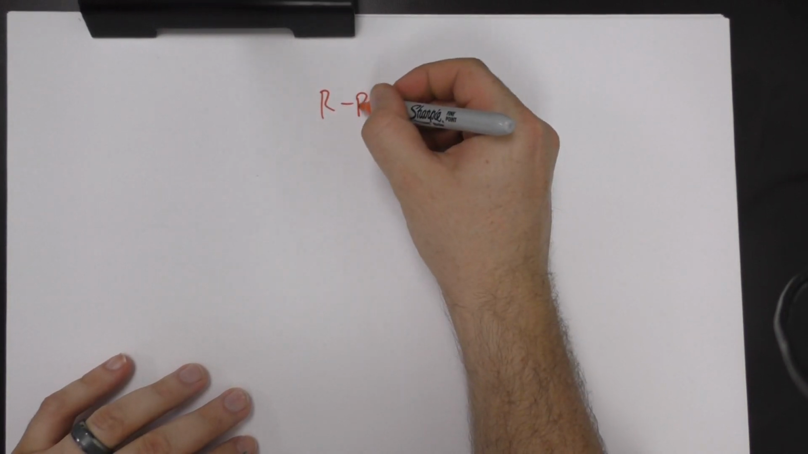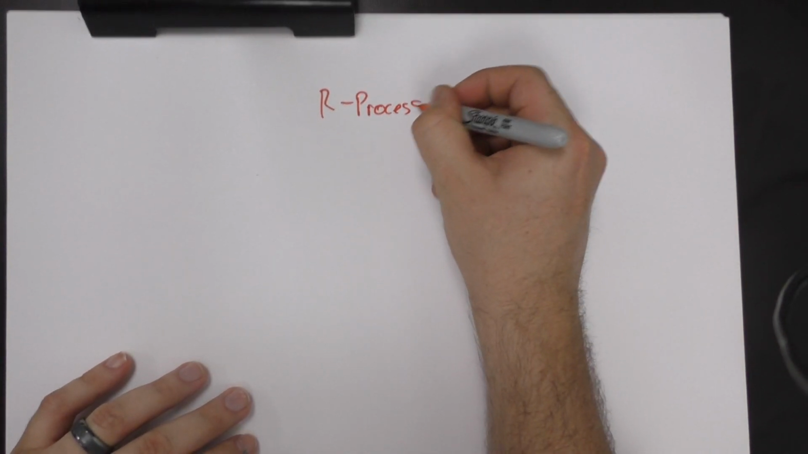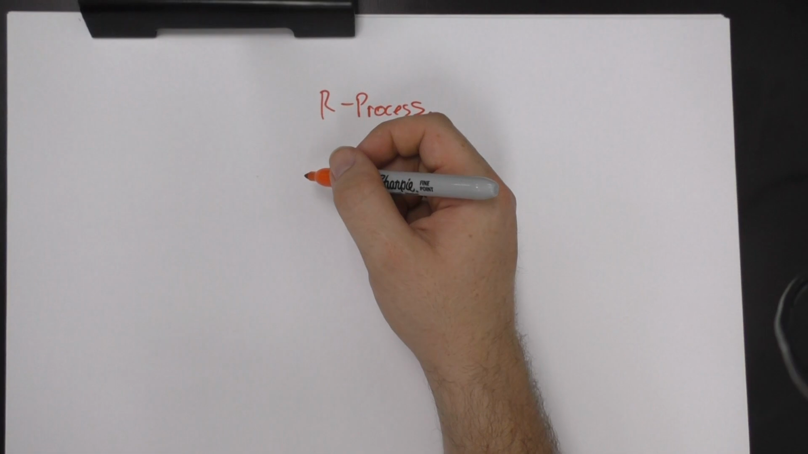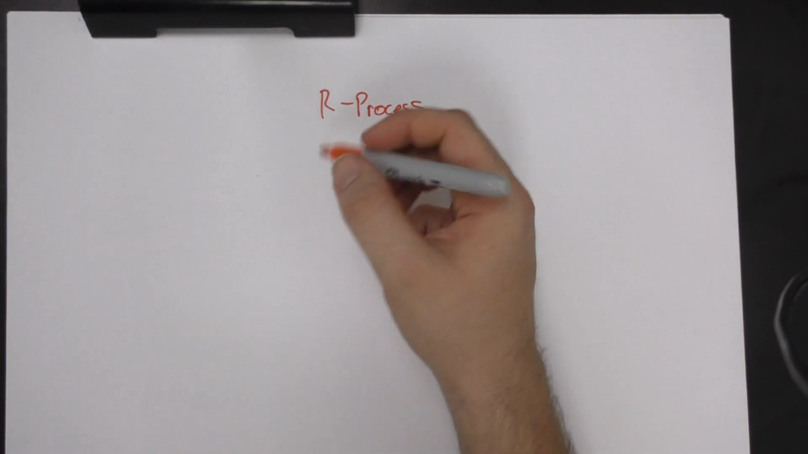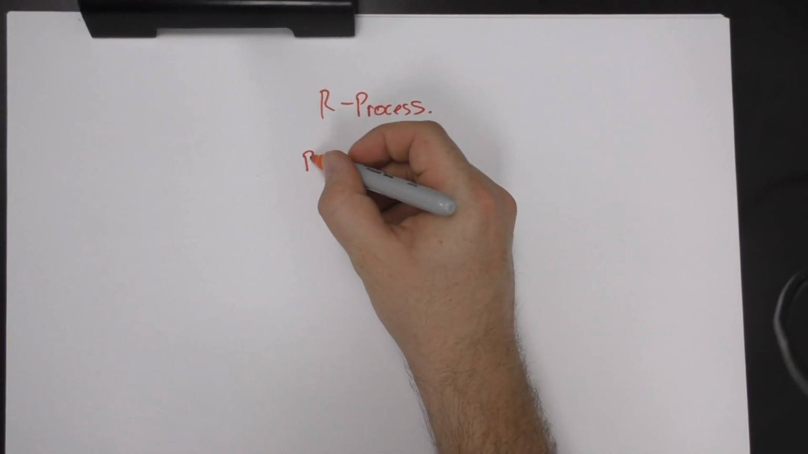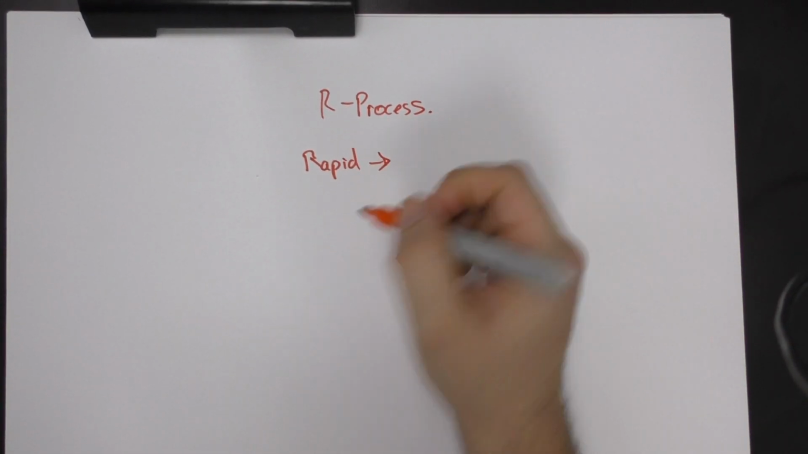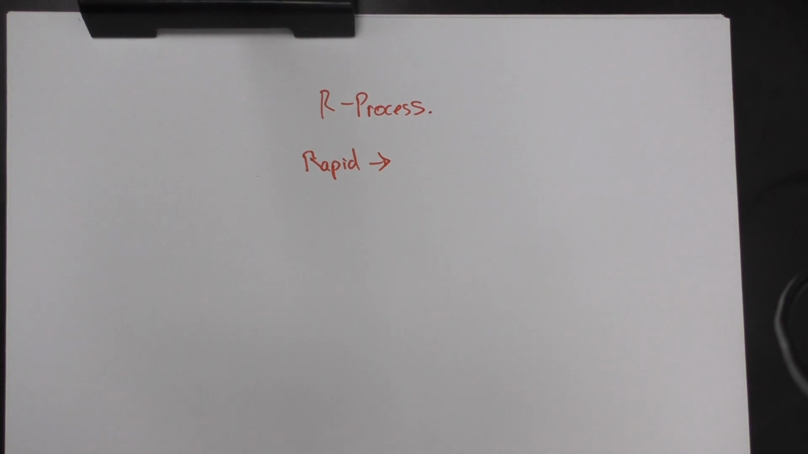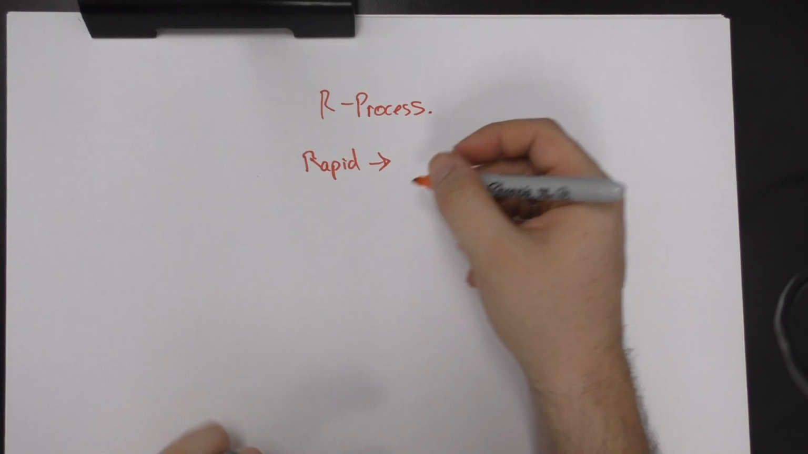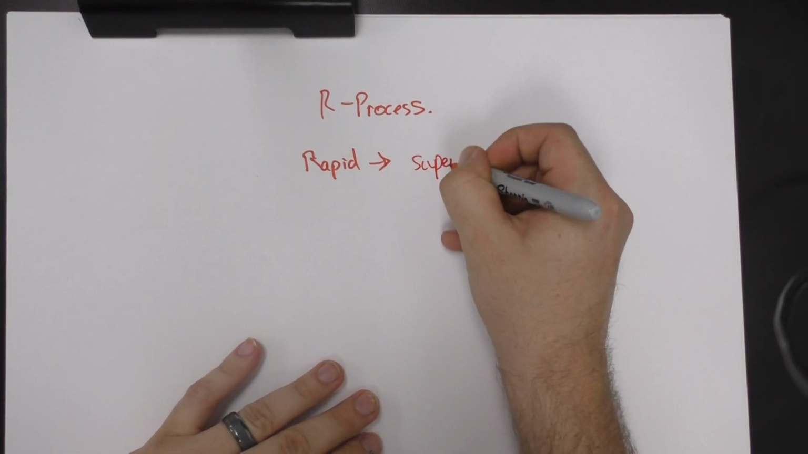So the R process. Well, what is the R process? Well, the R process is the opposite of slow. It's, hopefully you guessed it, rapid. So a rapid process will happen when we have lots and lots of energy, very high density, and we are going to have plenty and plenty of neutrons flying around with that high energy. Yep, you guessed it, it's a supernova.